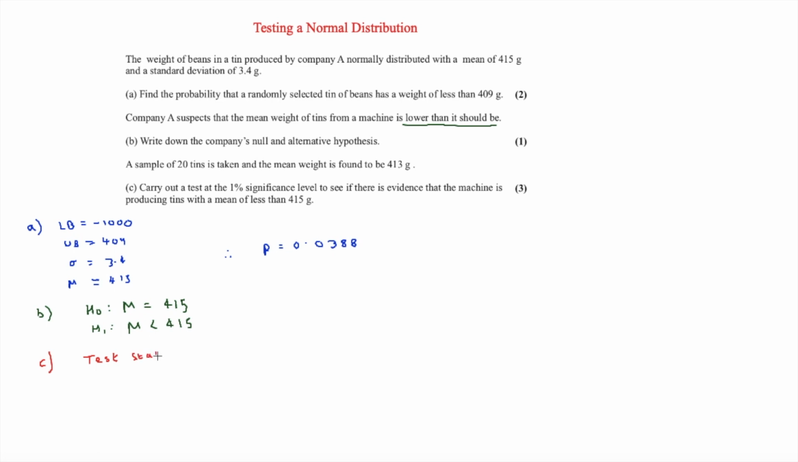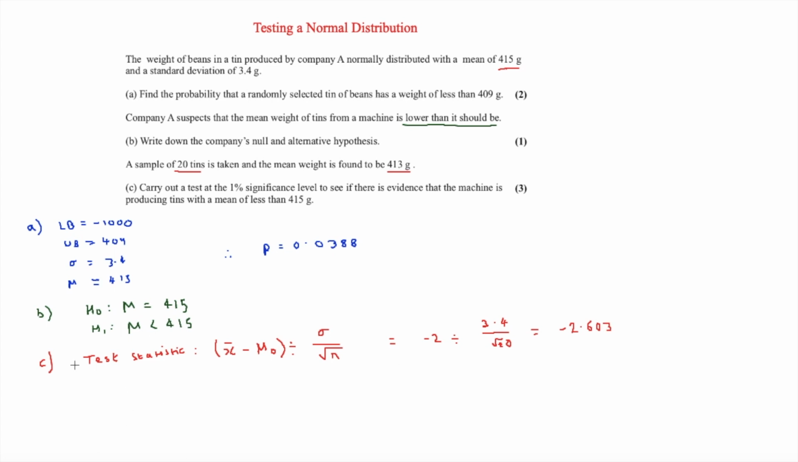To get the test statistic, the formula is the actual mean, which in this case is 413, minus the hypothesized mean, which is 415, divided by the standard deviation divided by the root of the number, which is 20. So that is 413 minus 415, divided by 3.4, the standard deviation, over root 20. That is equal to minus 2.603.